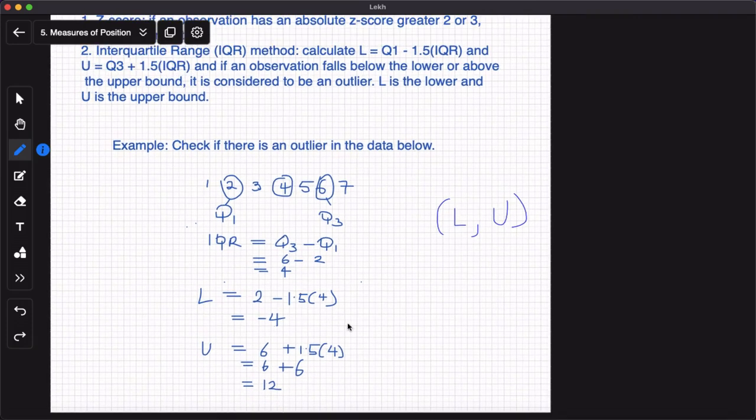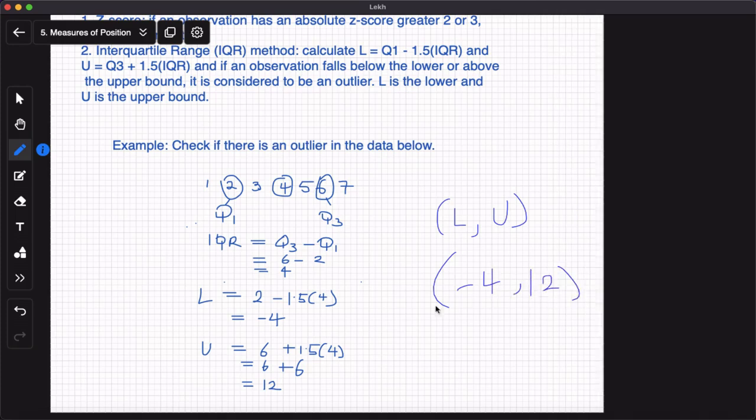All right, so now looking at the interval, we have minus 4, 12. So we don't have any observation that is lower than minus 4. Neither do we have any observation that is higher than 12. So definitely we have no outlier. But supposing we had maybe minus 5 here, or even minus 4 point 1, that observation is going to be an outlier. If we had maybe 13 or even 12.5, that observation is going to be an outlier, because it falls outside this boundary.